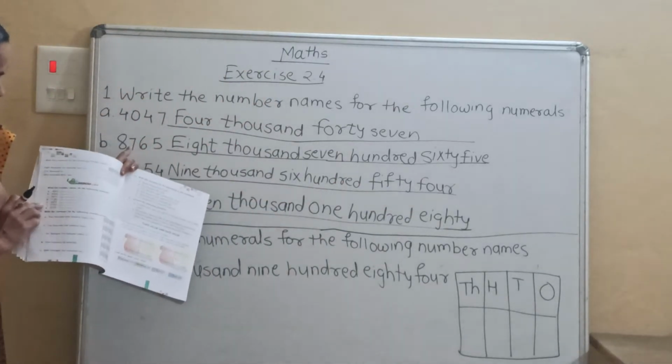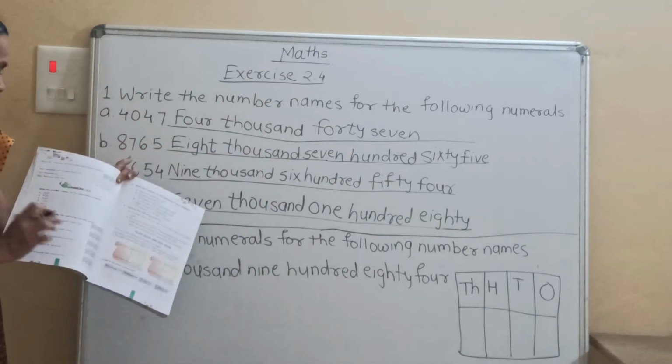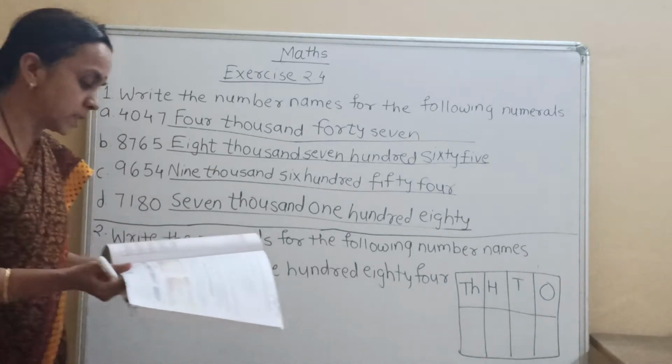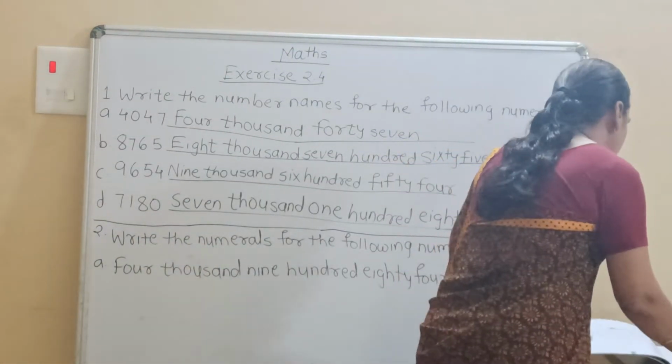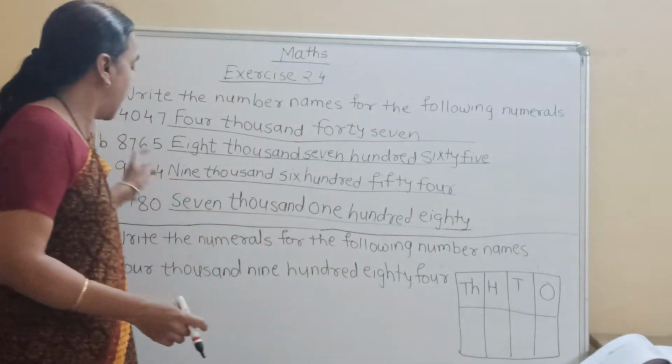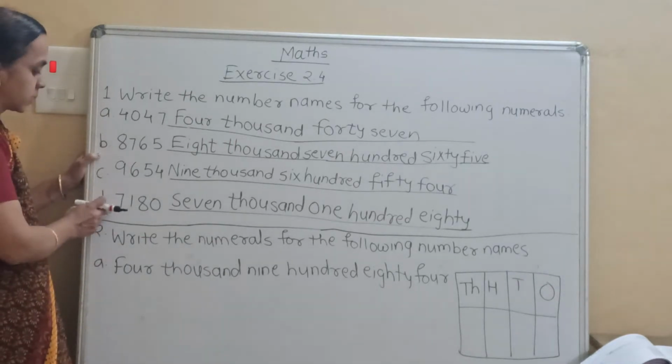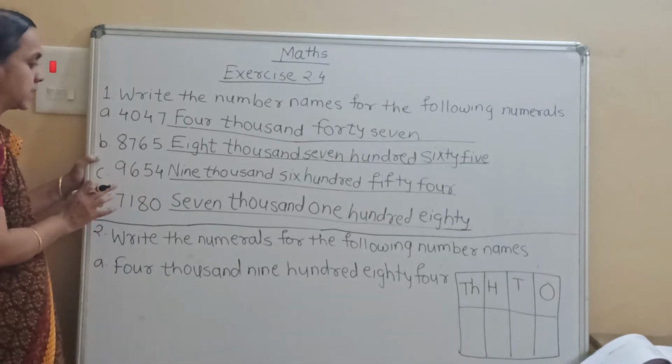Remaining examples are there, E, F, G. So E, F, G, that is for your homework. You have to complete E, F, G in your textbook. They are also very simple like this only.